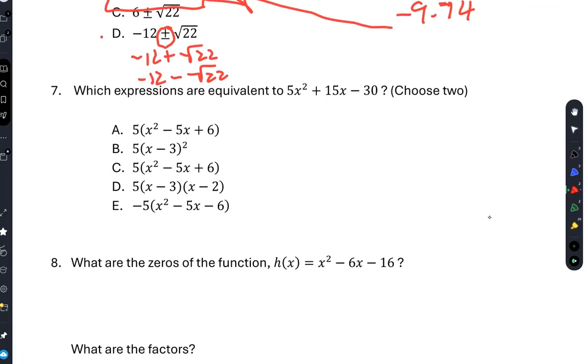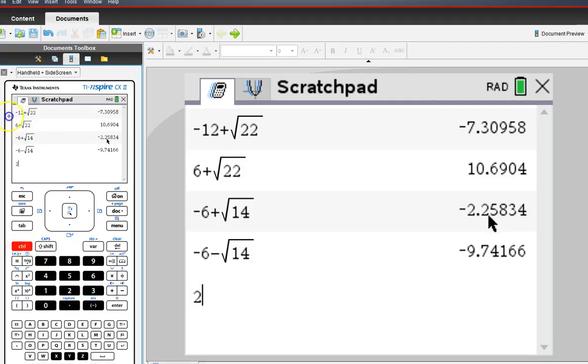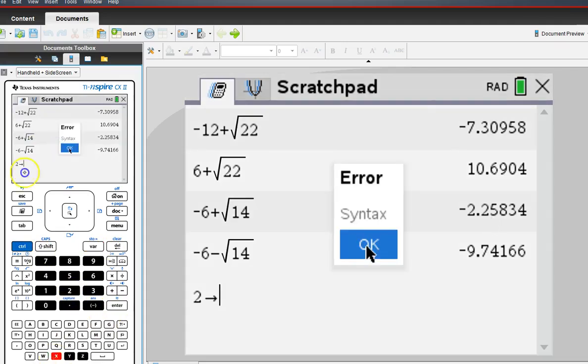Number 7, which expressions are equivalent to? Remember, if you see this, you are storing 2 for x. You're going to type this in. Right now, of the answer choices, 2 of them are going to work, okay? So let's go to our calculator. We're going to do 2, Control VARX. Jiminy crickets, I got to type in the x.